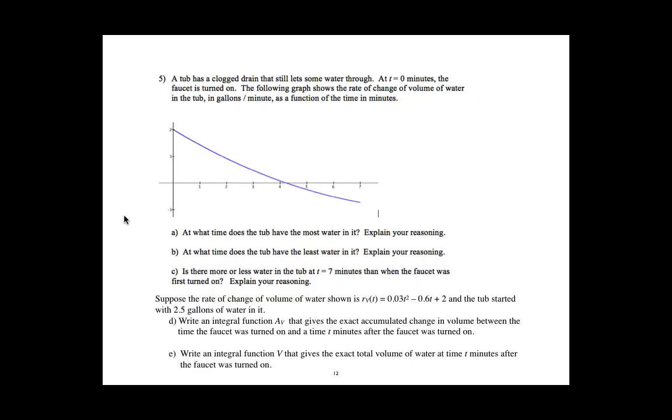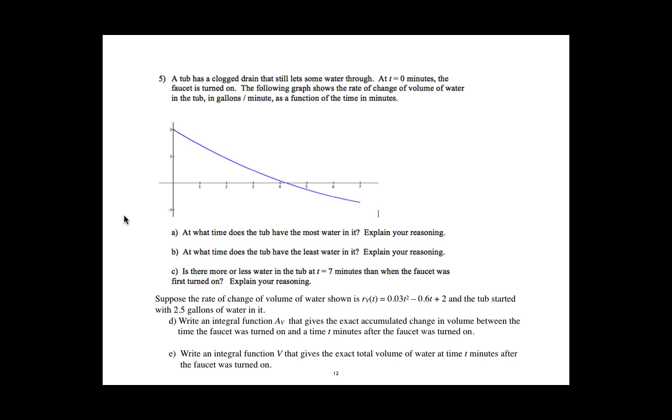All right, so I want to take a look at just this picture here. So it says a tub has a clogged drain and still lets some water through. We talked about how to sink those clogged also because there's lots of clogged plumbing. But at t equals 0 minutes, the faucet's turned on. And the following graph shows the rate of change of the volume of water in the tub in gallons per minute as a function of time. So we've looked at rate functions like this for a while now.